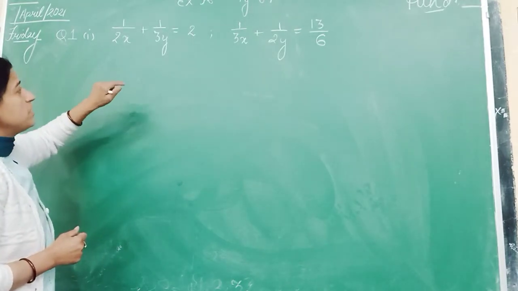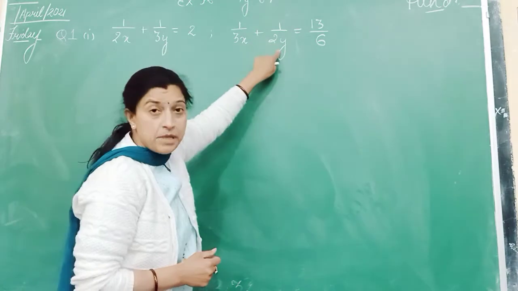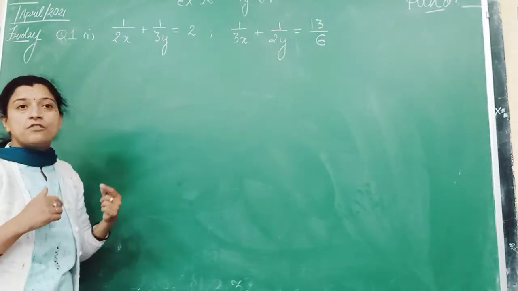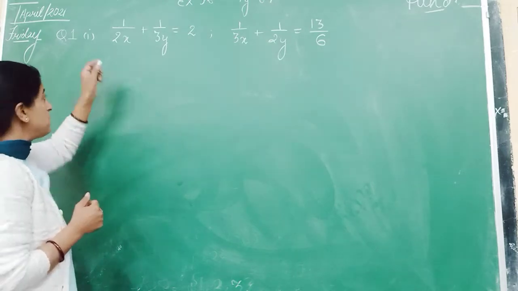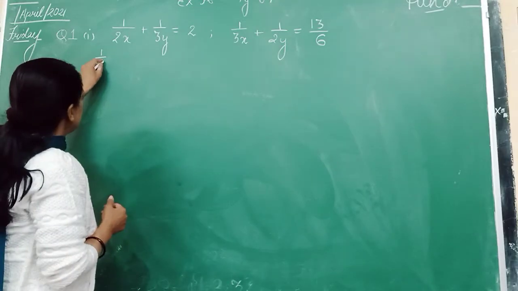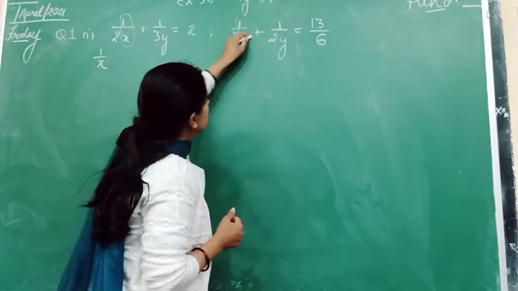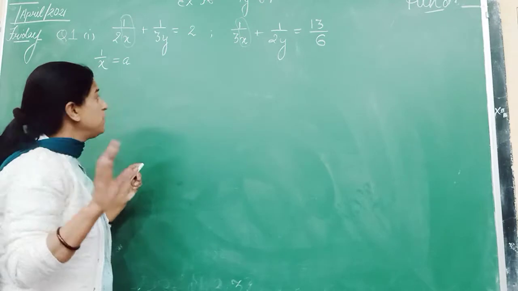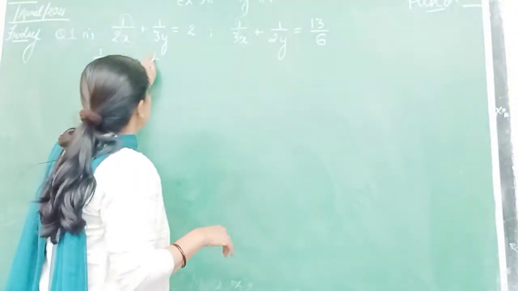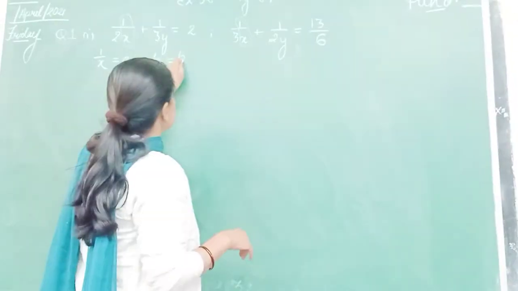So what is the difference in these questions compared to others is the variables here are in denominator, which might create a confusion for us. So what are we going to do for these questions? As you must have seen in the examples, we have 1 by x here as well as here. We will take this 1 by x as say a, u, v, any variable you can take, and 1 by y will be taken as b.